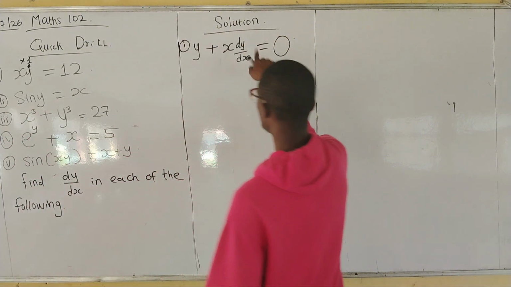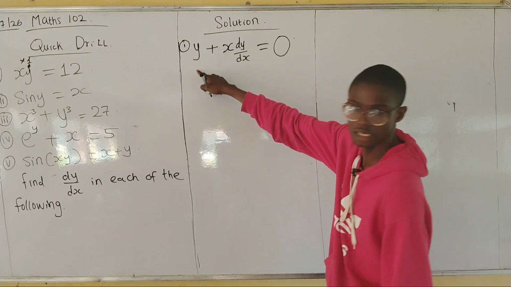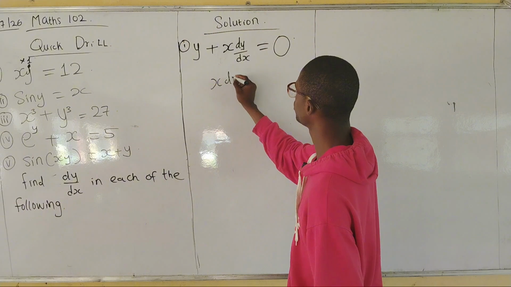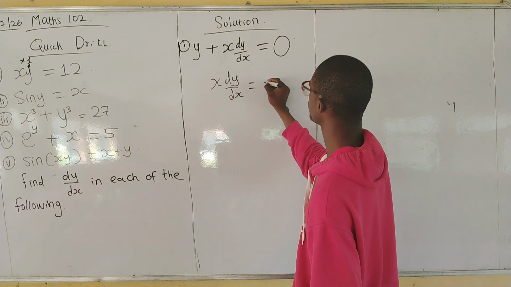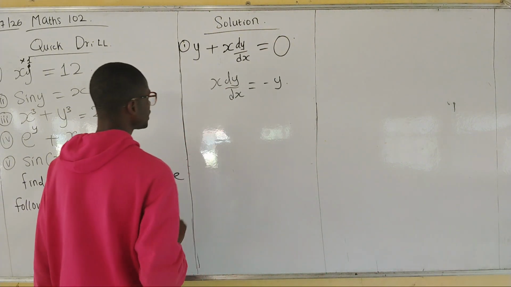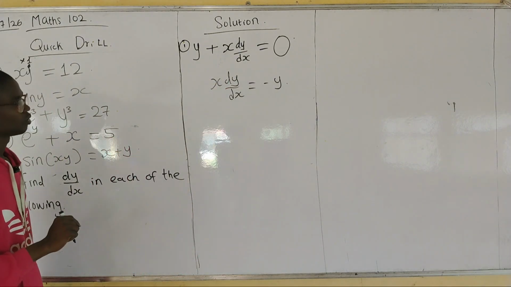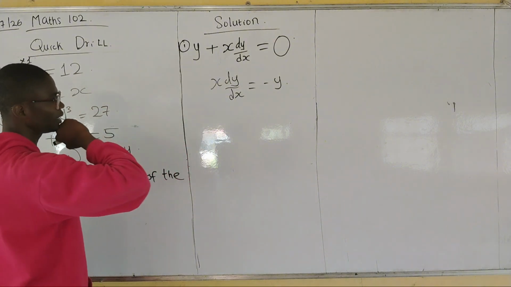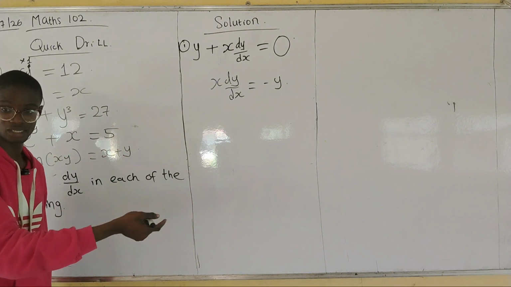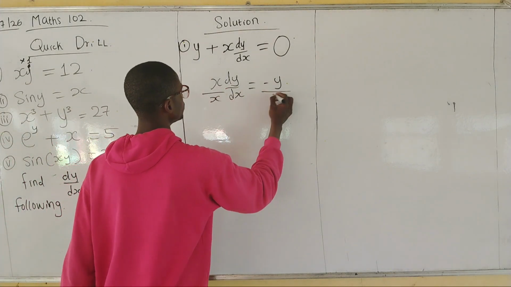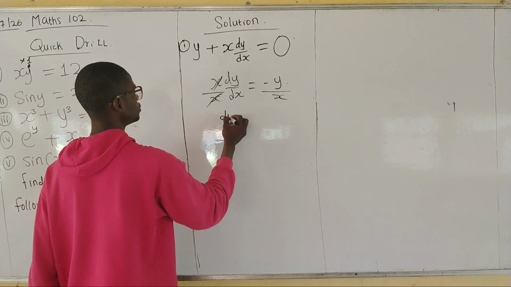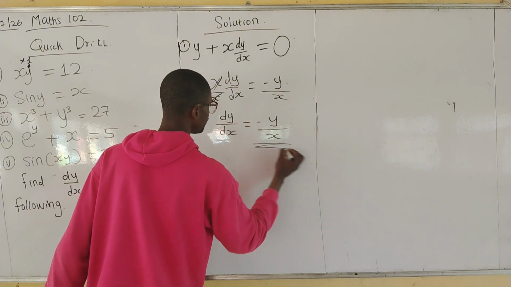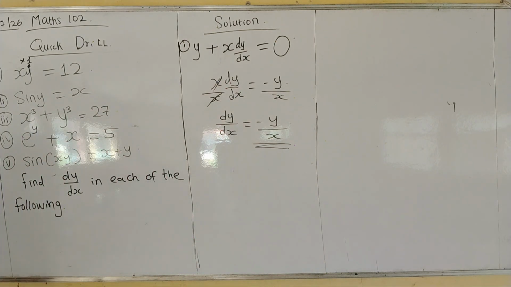Now, for you to get dy dx here, you need to move this y over to the other side, to have x dy dx equal to minus y. Now you can divide both sides by x, which is the coefficient of dy dx, or multiply both sides by 1 over x, any of them. The x cancels out. Dy dx is equal to minus y over x. And this is our final answer.